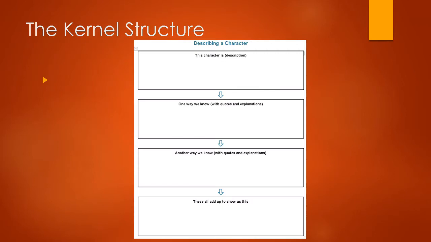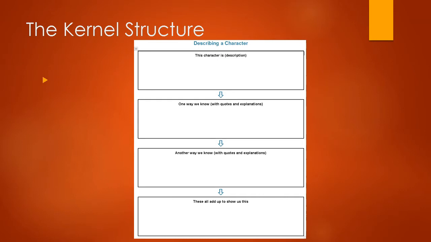We will be using a kernel essay structure for this writing, and this structure is for describing a character. So it has 4 boxes. We always start our kernel essay structure with boxes, or 4 main sentences. The first box says, this character is. This is where you will put your description of the character or your thesis for that character.